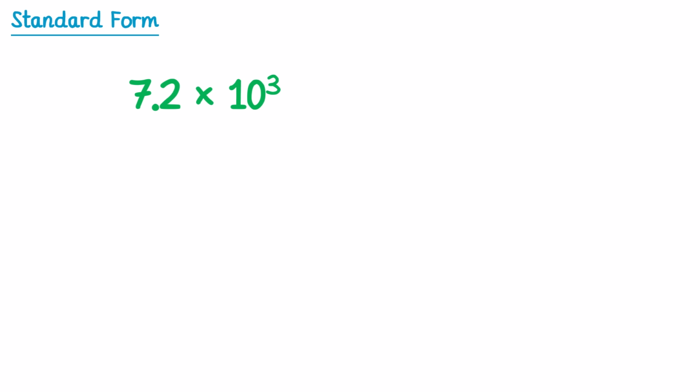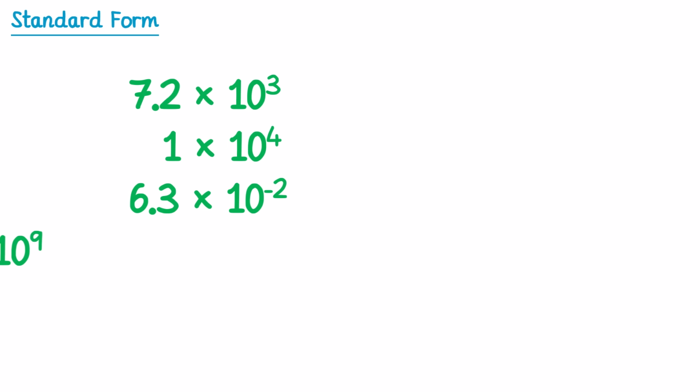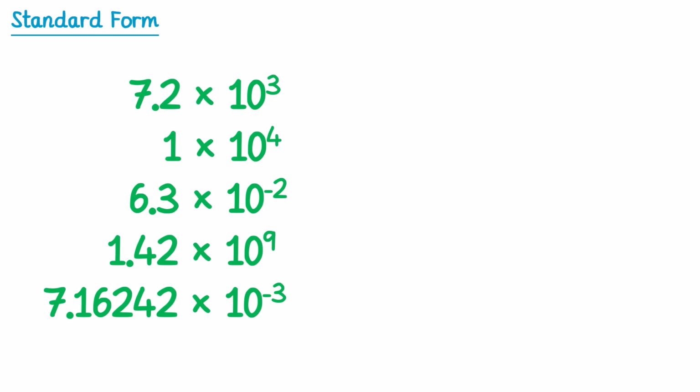So the following numbers are all written in standard form. You can see the first number is always a number that's between 1 and 10, but not 10 exactly. And then they're always multiplied by an integer power of 10. Notice how negative numbers are still integers, so negative 2 is an integer.